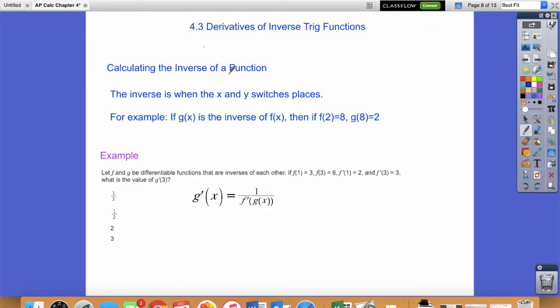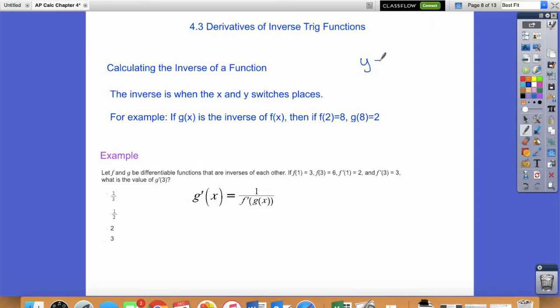So lesson 4.3 is on derivatives of inverse trig functions. Before we get into the trig function part, we're going to quickly review what the inverse of a function is. So the inverse is when the x and the y switch places.